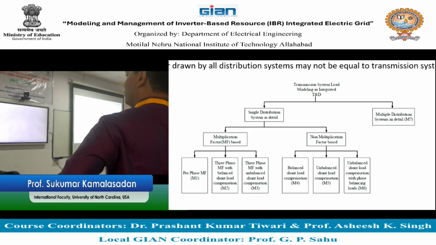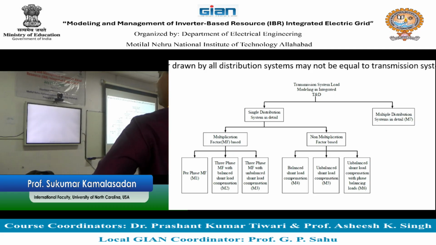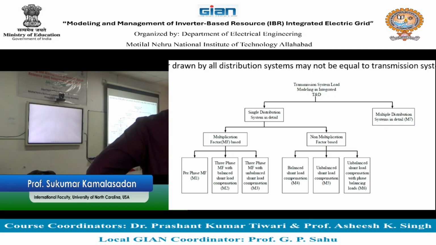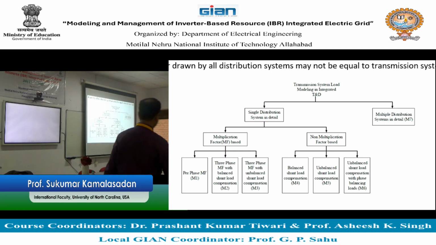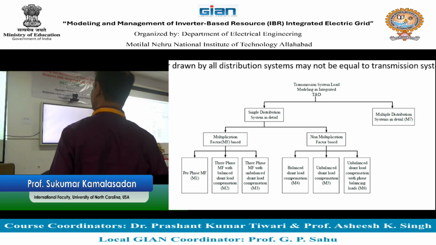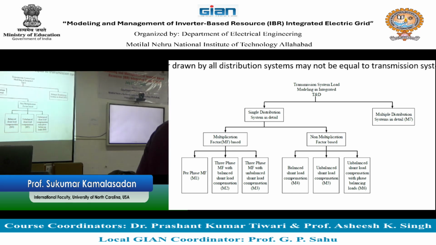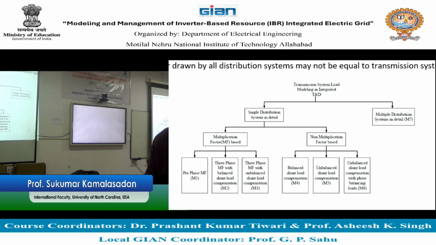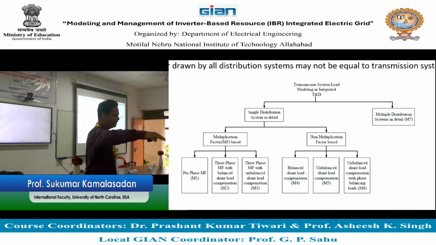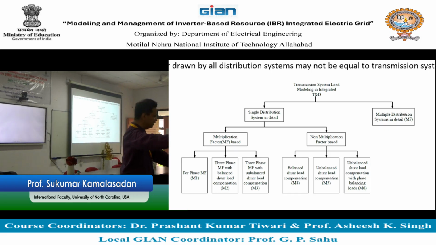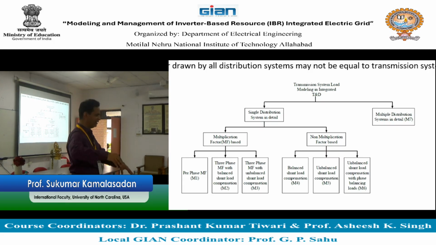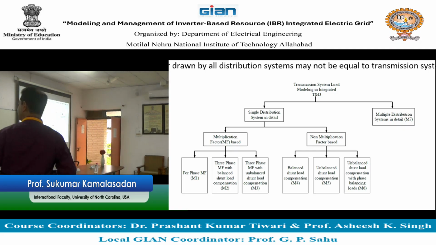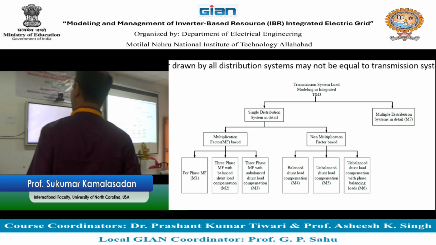In the multiplying factor method, first we can get a per phase multiplying factor, which will not take care of the unbalanced nature of the distribution system because it is per phase. You can have a three-phase multiplication factor with balanced shunt load compensation. So we are putting in the unbalanced distribution system and compensating it with a shunt load, which is a balanced shunt load. All the load there is unbalanced, but the total going into the transmission system will be balanced. You can do a three-phase multiplying factor with unbalanced shunt load configuration.